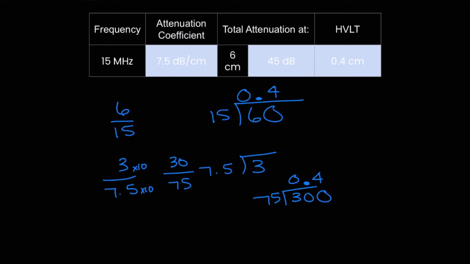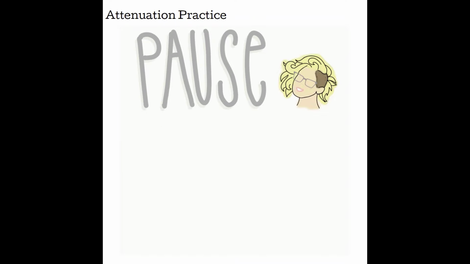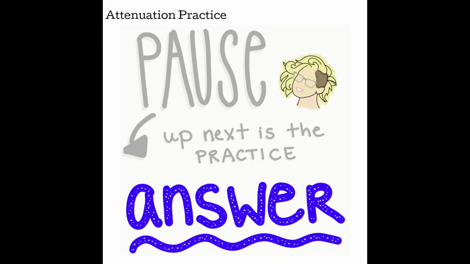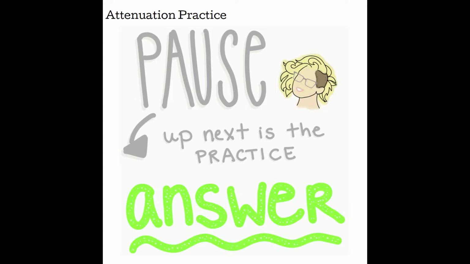Doing the math to get to the 0.4 centimeter half value layer thickness is probably just a little bit harder math than you would need to do on your boards, but I just want to be able to show you during our practice times how we can still get to the same answers to better prepare us for those easier equations that you'll see in your tests. If you have not already done so, go ahead and fill in the rest of your chart. Pause the video because up next we do have the answers to our attenuation practice.